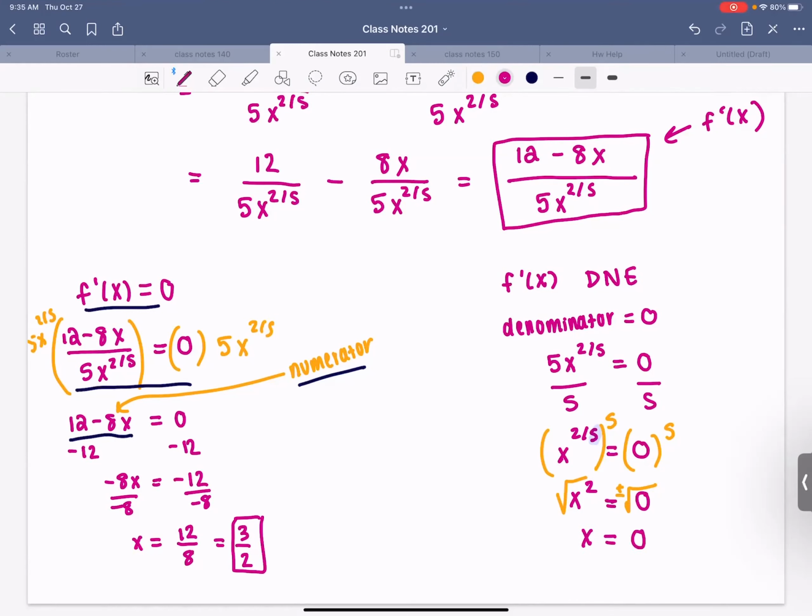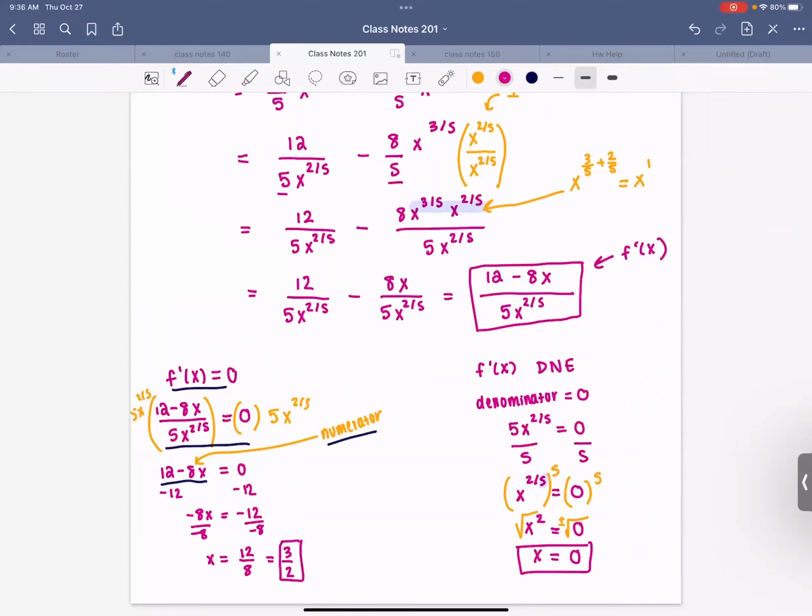Okay, so this is how we solve an equation with a fractional exponent. So we also have x equals 0 as a critical number. Any questions on this example? This example worked out luckily.